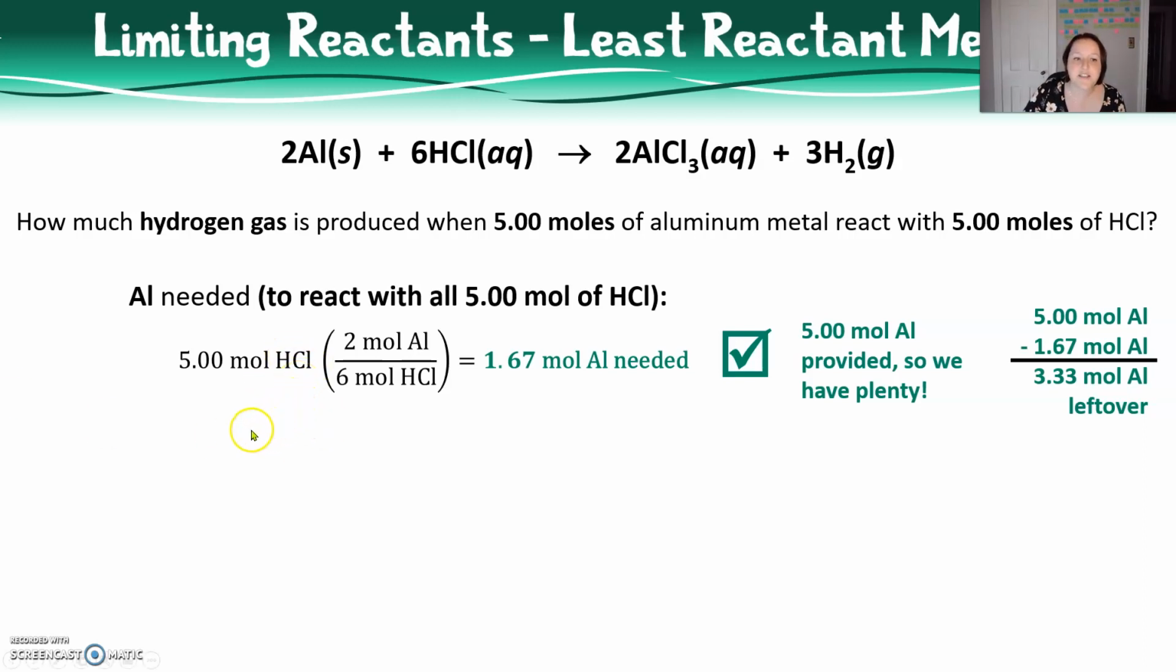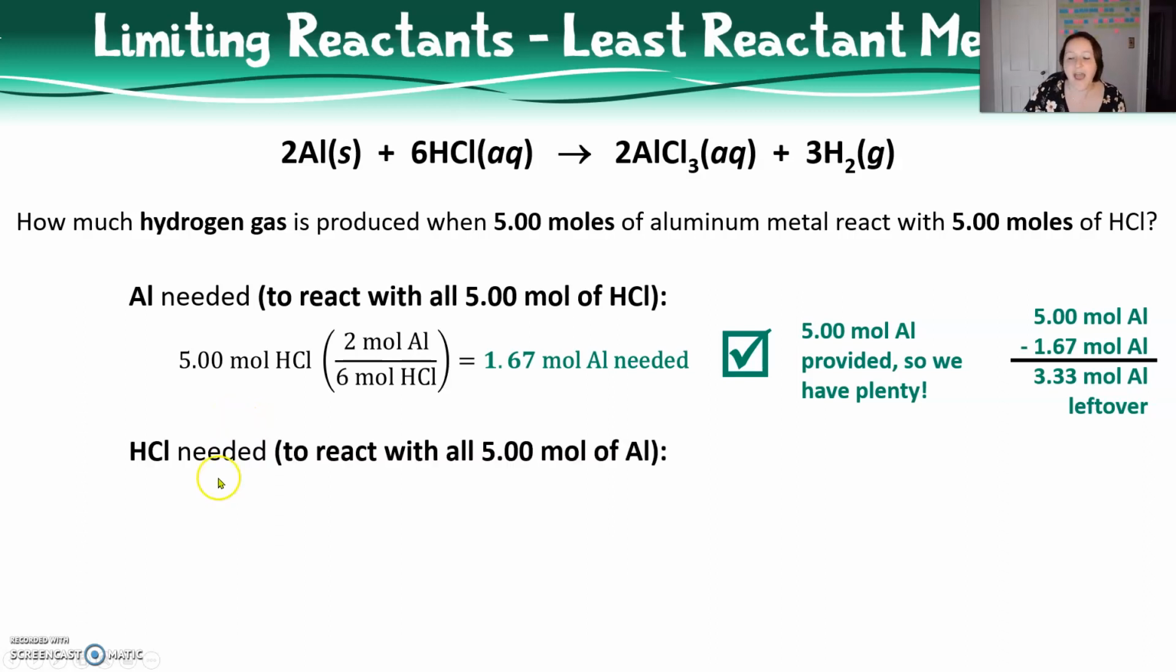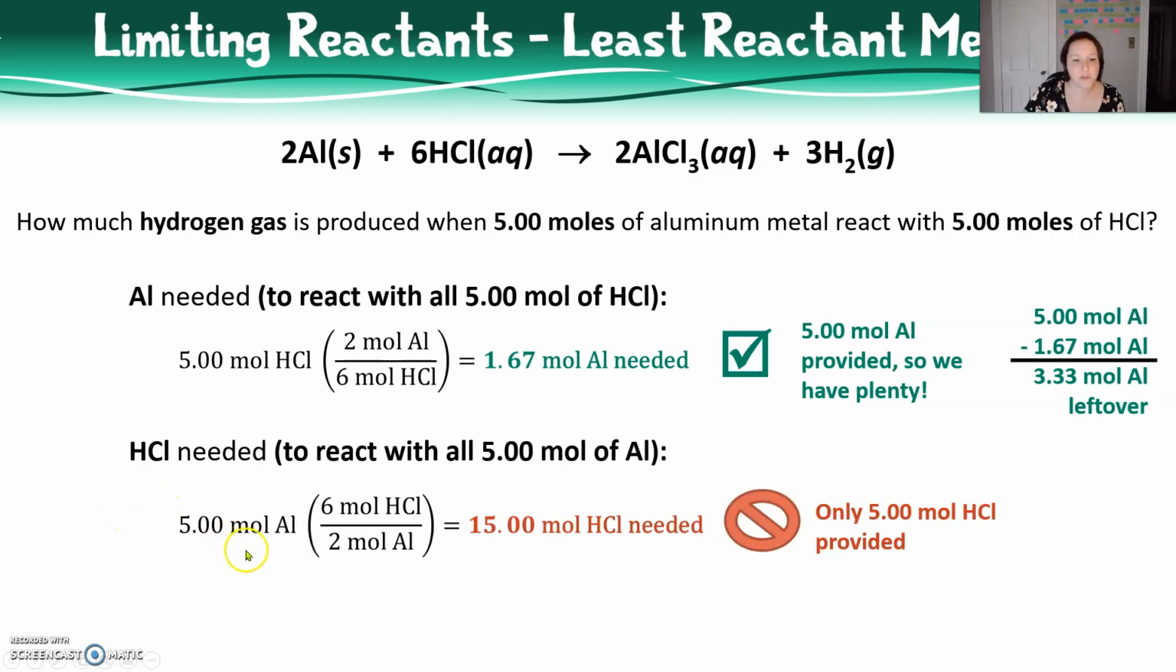However, we can double check that this makes sense by doing a second calculation, where we now ask ourselves, how much HCl is needed to fully react all 5 moles of the aluminum? So, using stoichiometry and the mole ratio, 5 moles of aluminum times the mole ratio of 6 moles of HCl per 2 moles of aluminum equals 15 moles of HCl that is needed to fully react all 5 moles of aluminum. Since the problem states that we are provided with 5 moles of HCl, then we know we don't have enough HCl to react all of the aluminum.